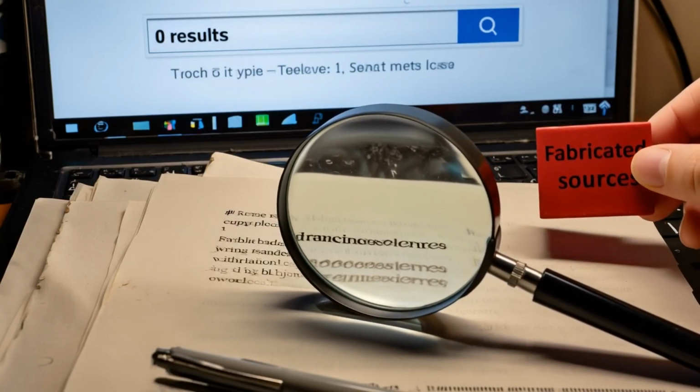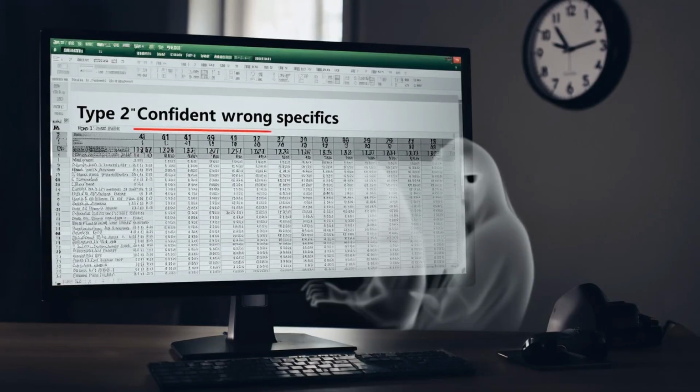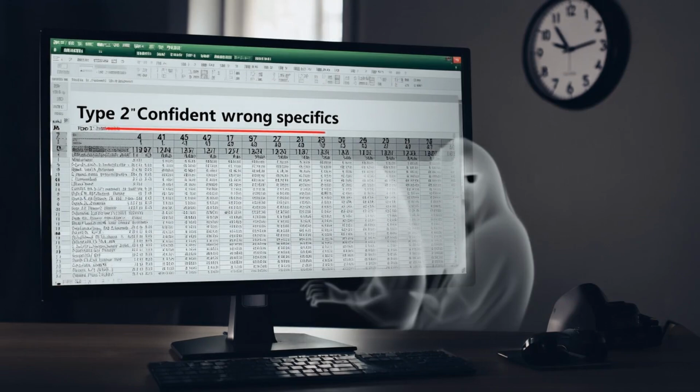This taxonomy matters because mitigation depends on type. A system that reduces fabricated citations may still produce confident wrong specifics. A system that is good at general explanations may still fail on exact numbers.